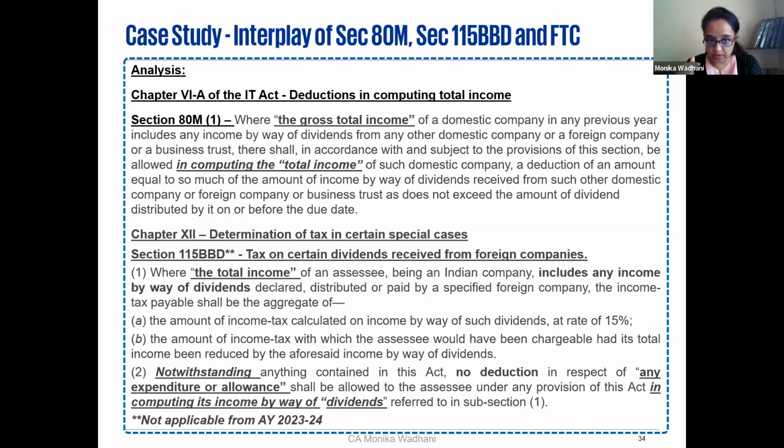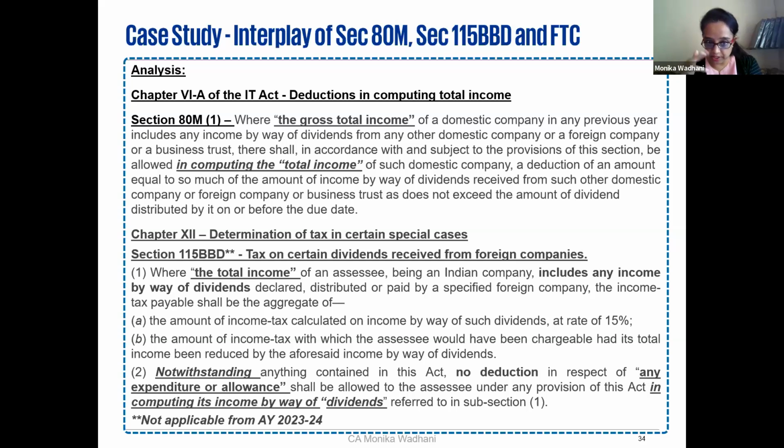Then we come to the provisions of section 115BBD, which talks about the special rate of tax in case of foreign dividend income. Subsection 1 reads like this: where the total income of an assessee being an Indian company includes any income by way of dividends declared, distributed or paid, the income tax payable shall be the aggregate of the amount of income tax calculated on income by way of dividend at 15% and the amount of income tax with which the assessee would have been chargeable had its total income been reduced by that particular dividend income.